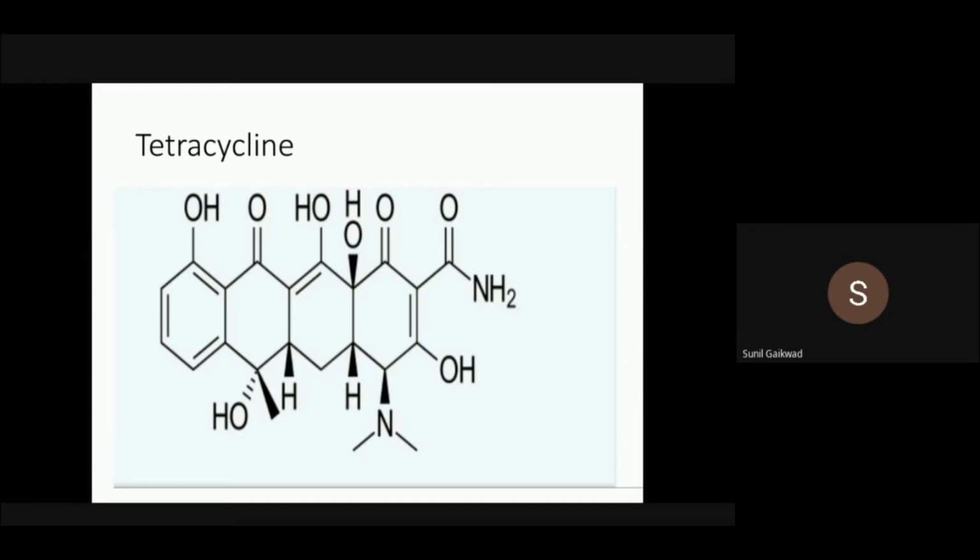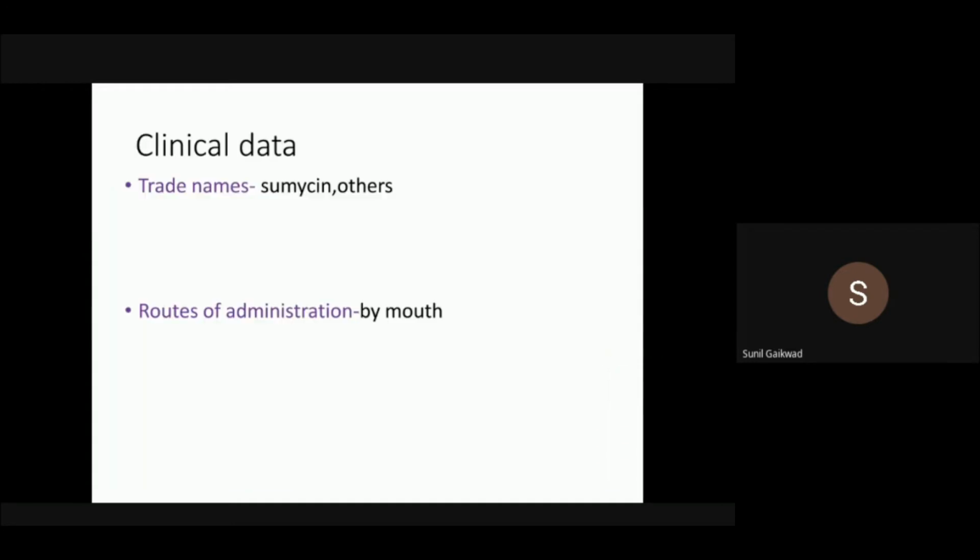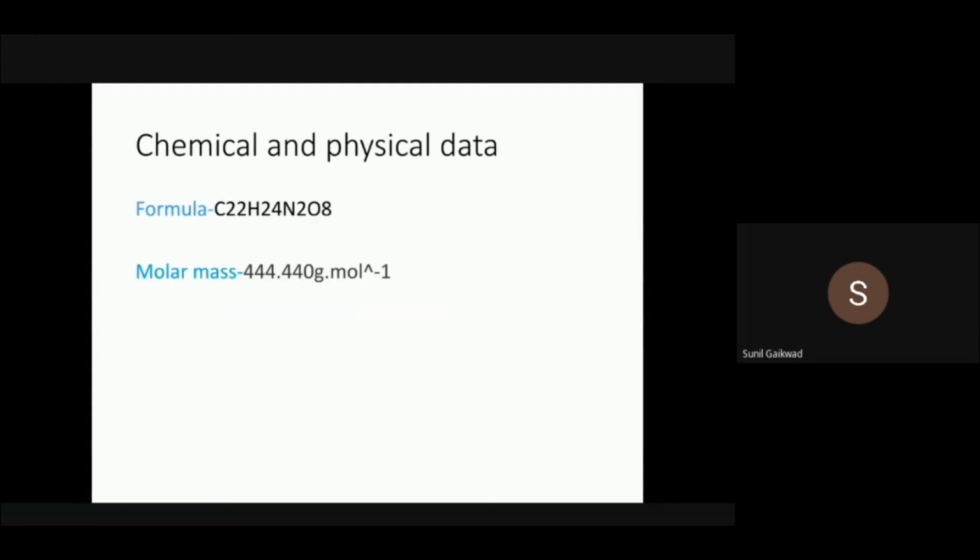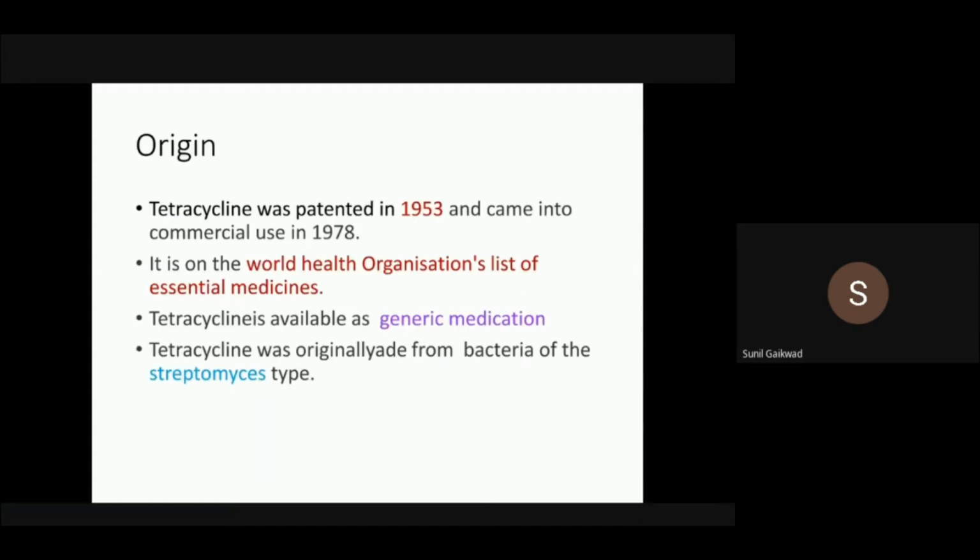Here is the structure of tetracycline. Let's say it's clinical data. Trade names are Sumycin and others. Route of administration is by mouth. Chemical and physical data: formula is C22H24N2O8. Molar mass is 444.440 grams per mole. Origin: tetracycline was first patented in 1953 and came into commercial use in 1978.